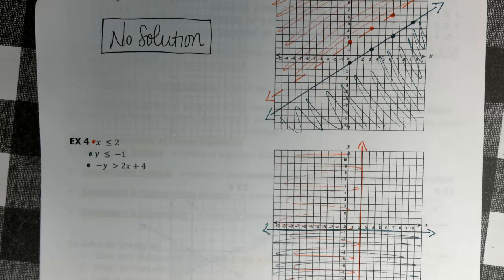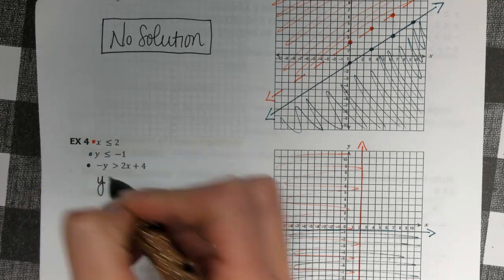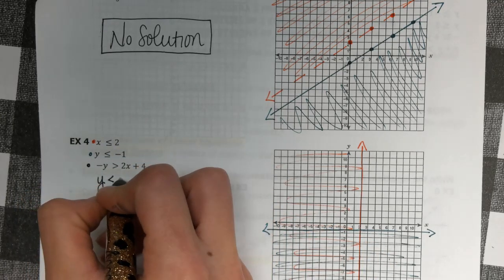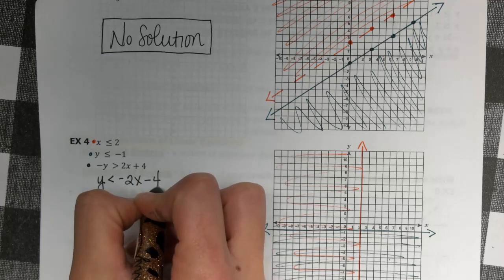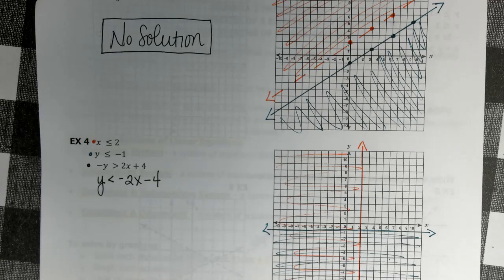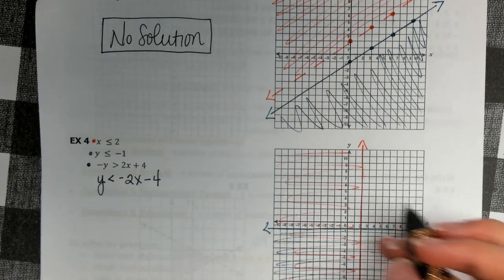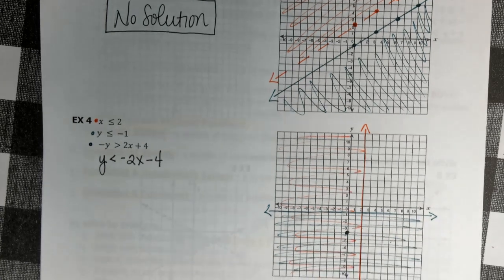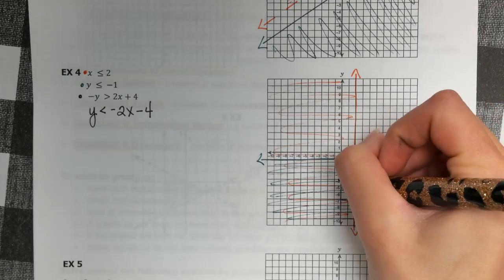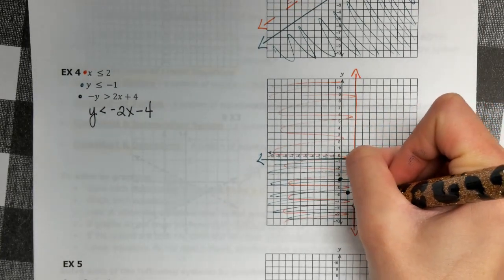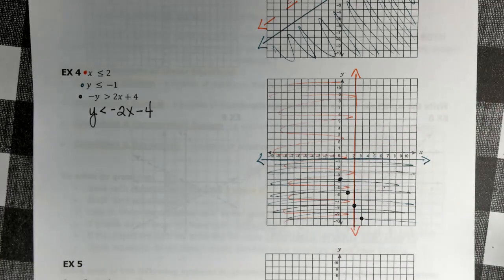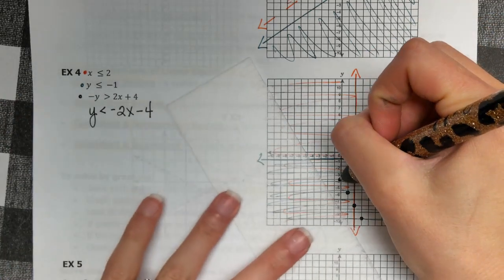Now, I've got -y is greater than 2x plus 4. What am I going to do with that? Divide by -1. Y is now less than -2x minus 4. Remember, when you divide by a negative, your inequality sign has to flip. So I plot -4 on the y-axis, and I'm going down 2 to the right 1. And this line will be dashed.